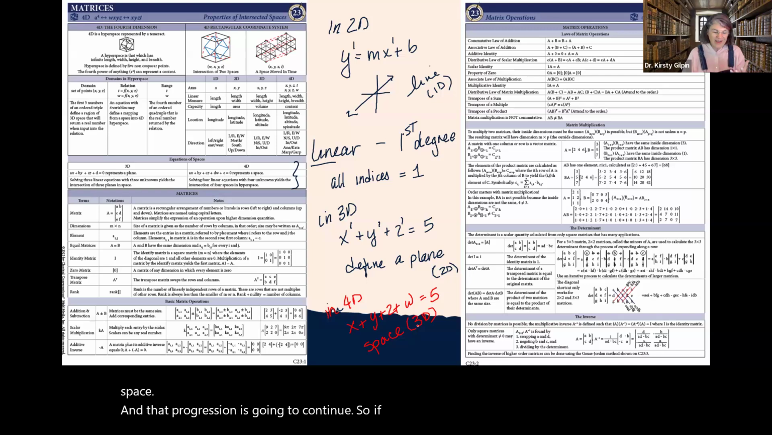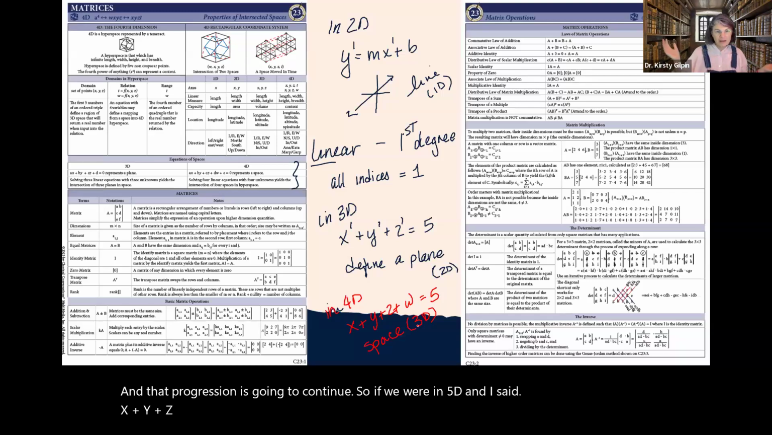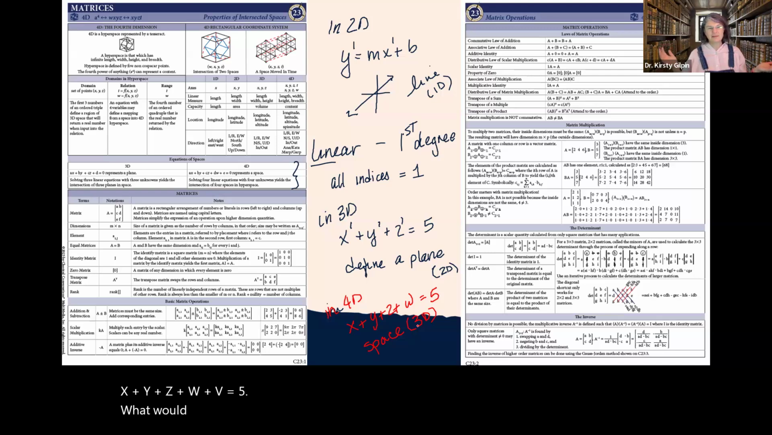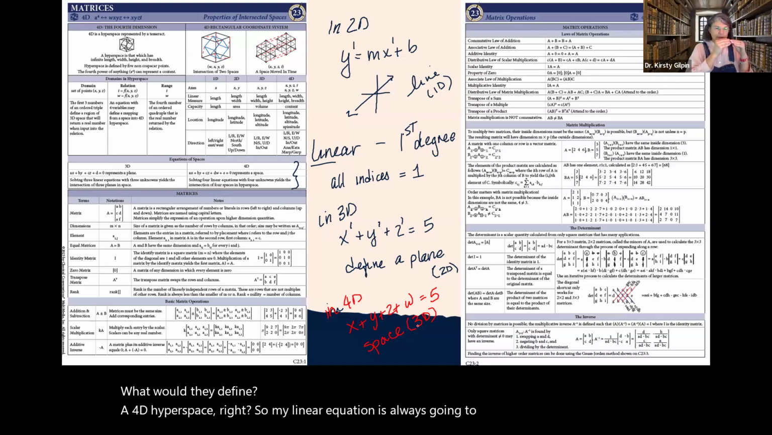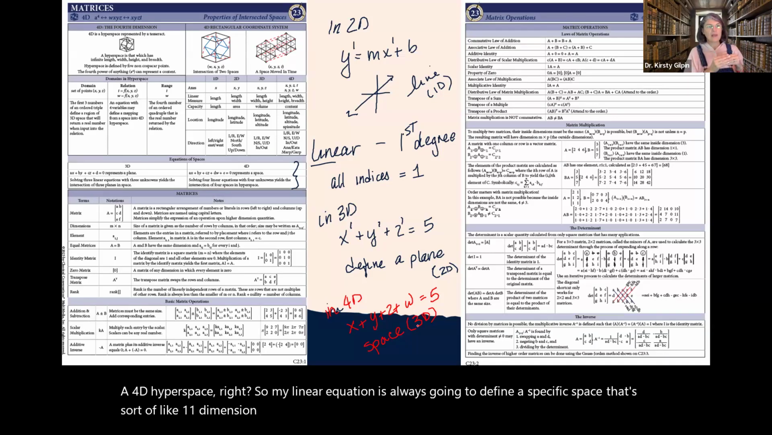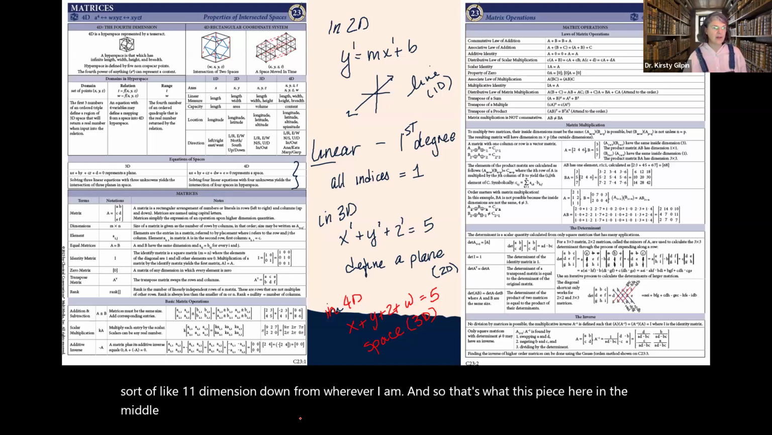So if we were in 5D and I said X plus Y plus Z plus W plus V equals 5, what would they define? A 4D hyperspace, right? So my linear equation is always going to define a specific space that's one dimension down from wherever I am. And so that's what this piece here in the middle is all about.